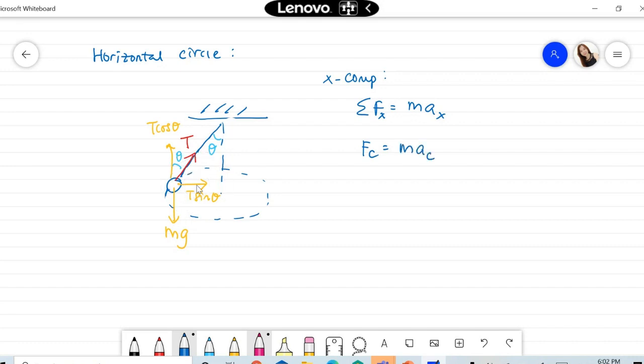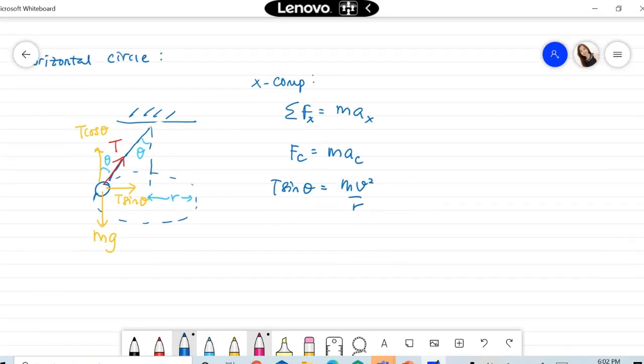Centripetal force does not exist in the free body diagram. This centripetal force is the resultant force, just like this Fx. Based on this free body diagram, the resultant force along the x component is T sine theta. So I will have T sine theta equals mac. So ac is v square over r. Let's say the radius of the circle is r. It can be a capital R or a small r. So this is the x component.